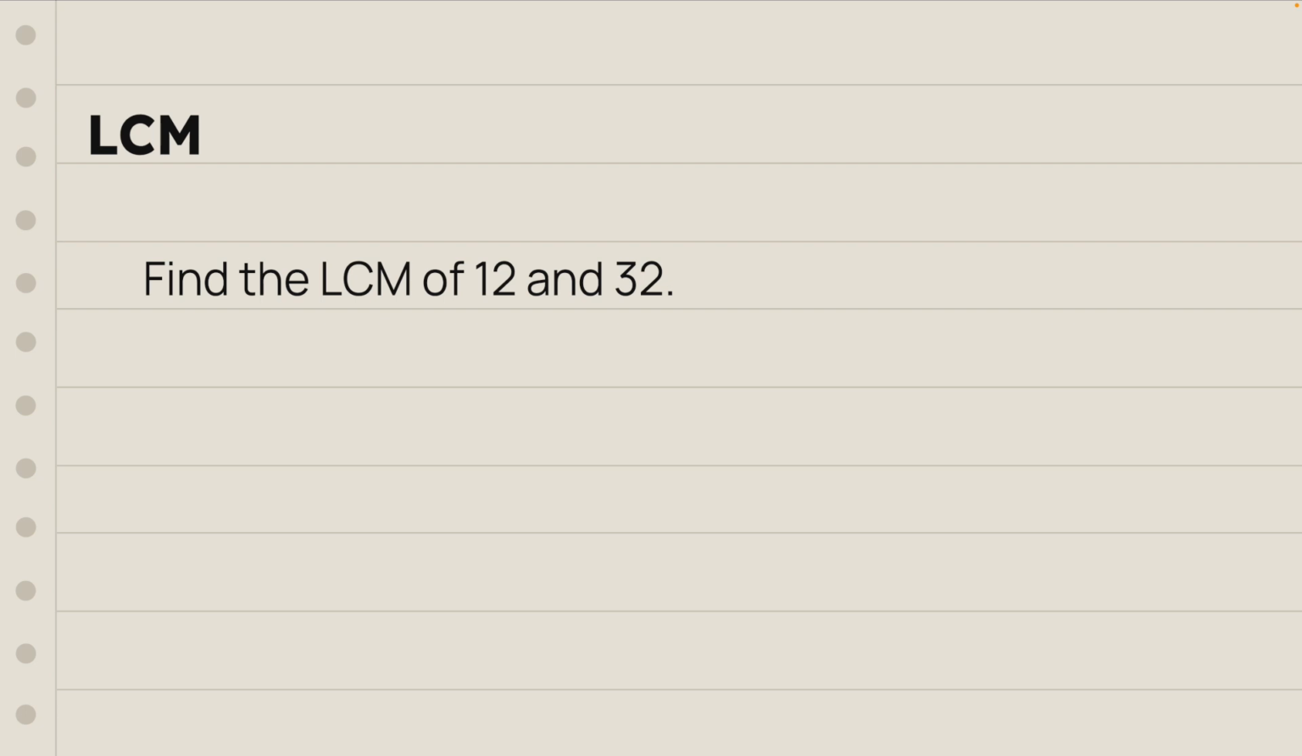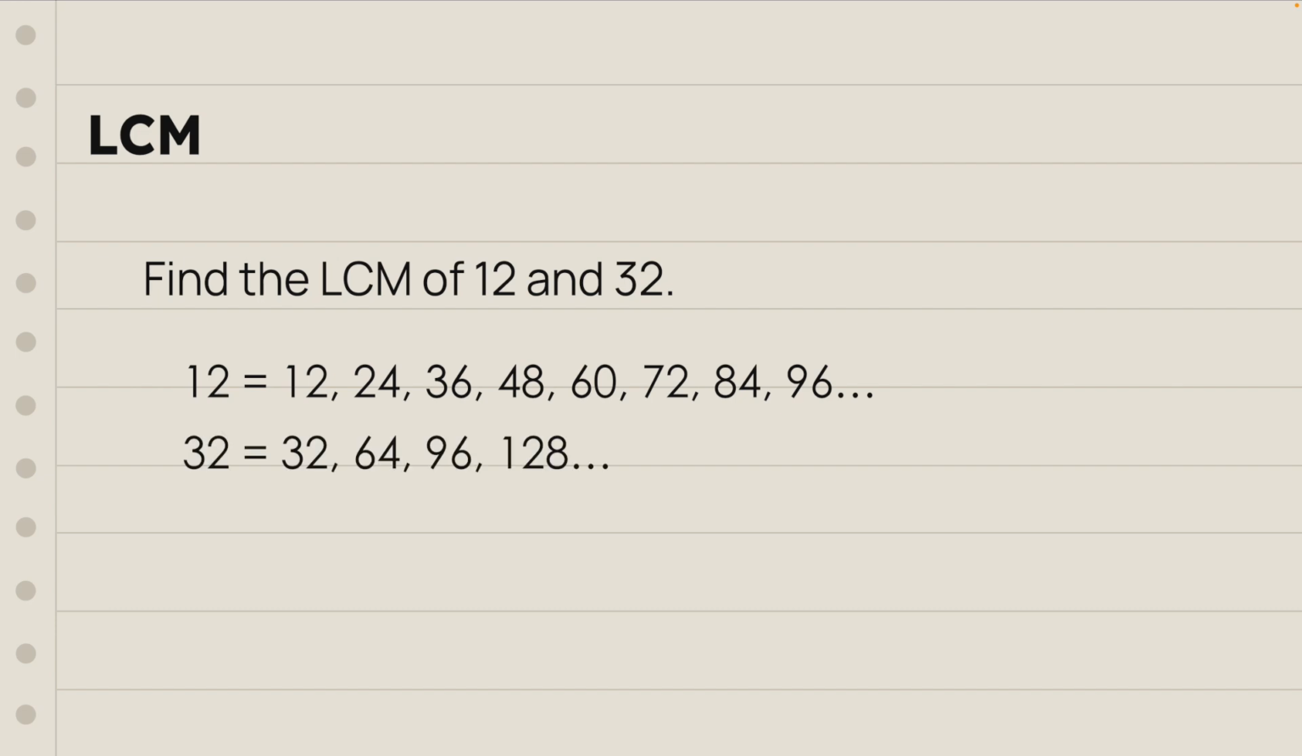Let's try another one. If I want to find the lowest common multiple of 12 and 32, I'm going to count up by 12, I'm going to count up by 32, and I see that the first number that's in both lists is 96. So the lowest common multiple is 96.